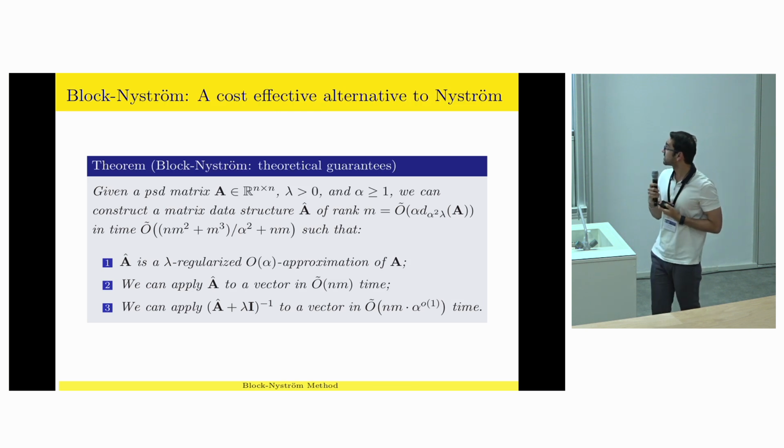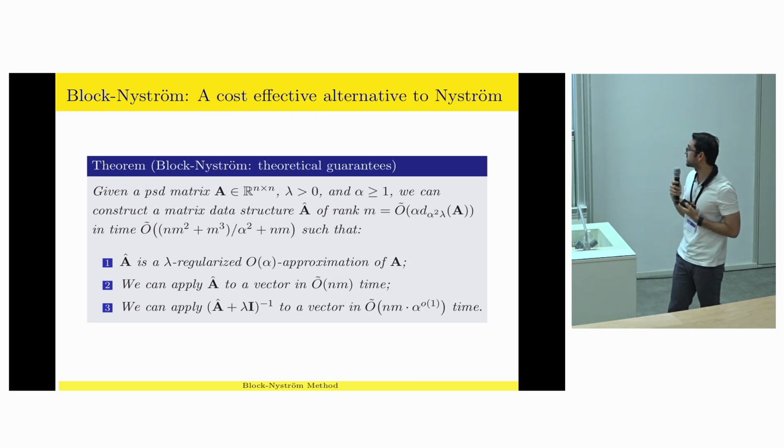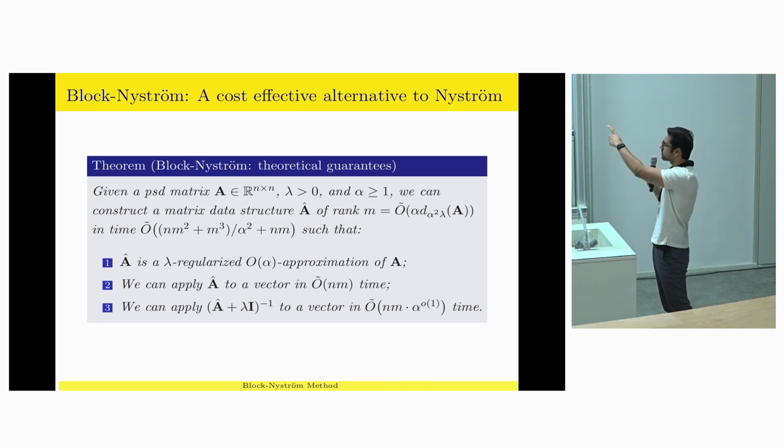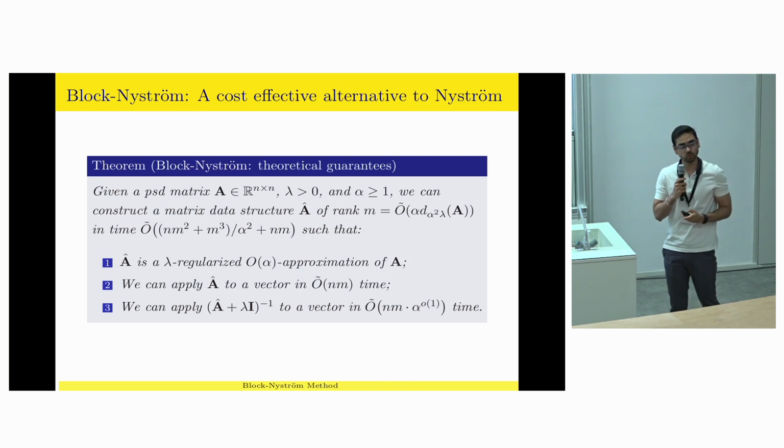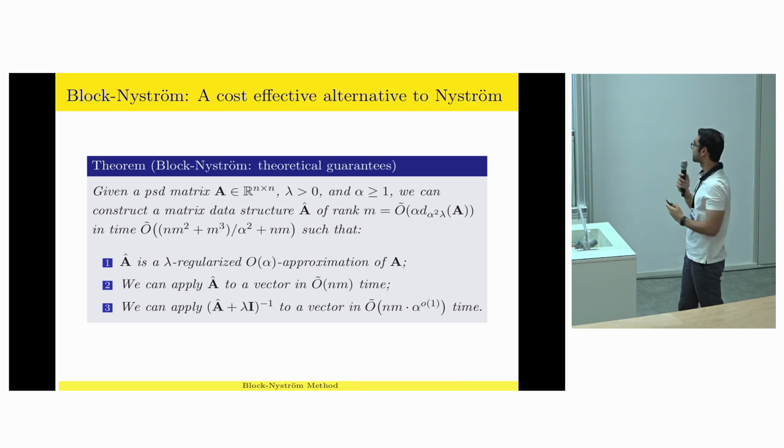And this is the main theorem, the informal version of the theorem that we prove. We propose this data structure A hat, aka block-Nystrom, with certain rank m, that can be constructed in certain time complexity. You don't have to worry too much about this time complexity. The only point is it's much better than the classical Nystrom one. And we prove these three guarantees.